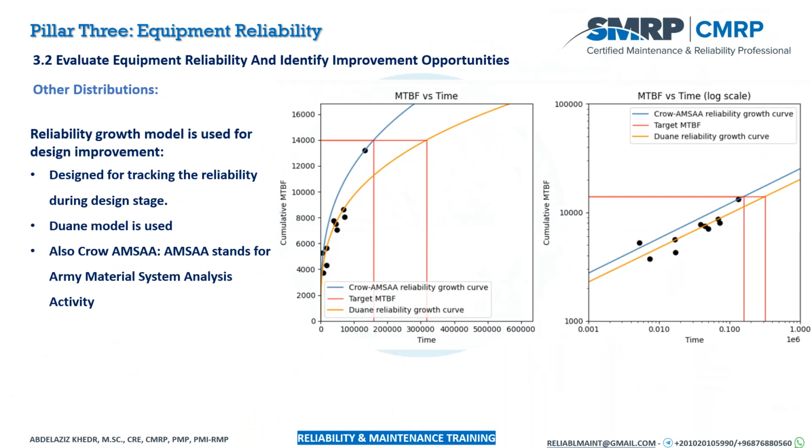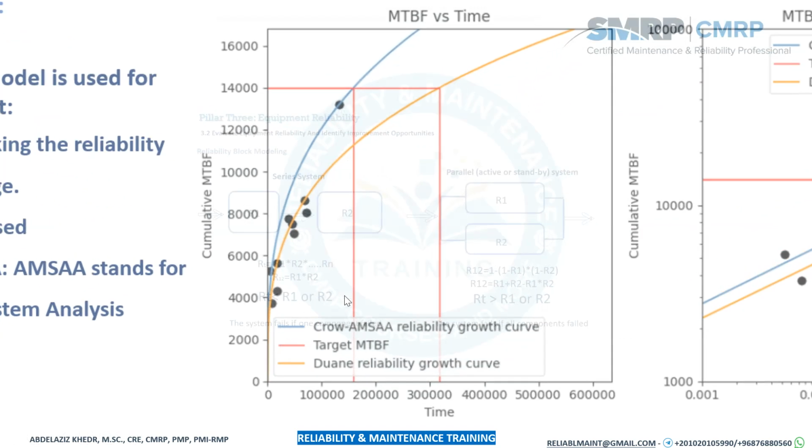This is also something used during the design, called the reliability growth model. This is just drawing the cumulative mean time between failure for any enhancement or improvement on your design, and then you draw it against time to show the improvement in your design. It has two types, either the Duane model or the Crow-AMSAA model.